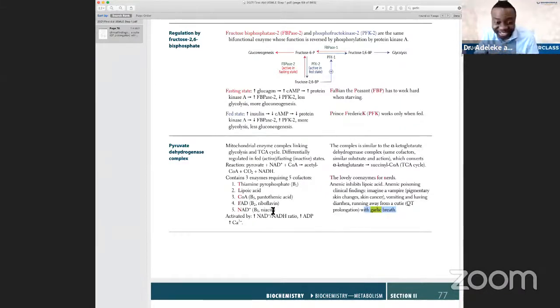Guys, it's actually really easy. It's just vitamin B1, B5, B2, and B3. It needs 4 vitamins and lipoic acid. And you know the mnemonic is tender, loving care for Nancy. So you remember pyruvate dehydrogenase.